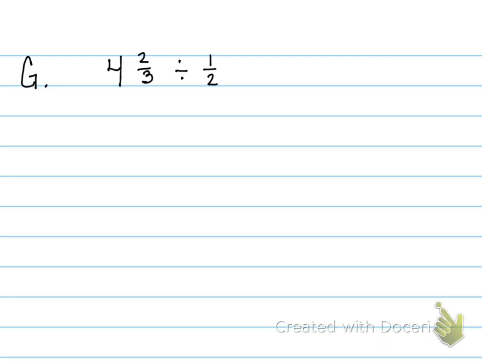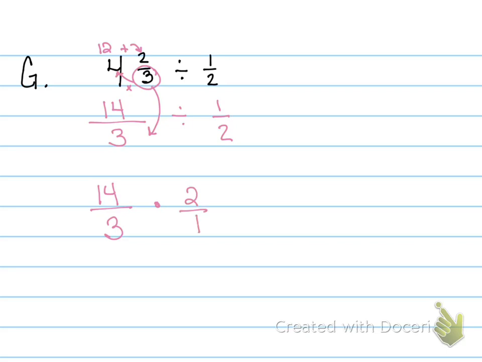Our last one is we have a mixed number divided by a fraction. So remember, we have to change those mixed numbers first. So the way we do that is we take our denominator of 3 and we multiply times the whole number, so that's 12, and then we add our numerator. So we have 14 over our original denominator of 3 divided by a half. Now we have a very simple problem, and we just need to set it up as multiplying by the reciprocal. So 14/3 times the reciprocal of a half is 2 over 1.